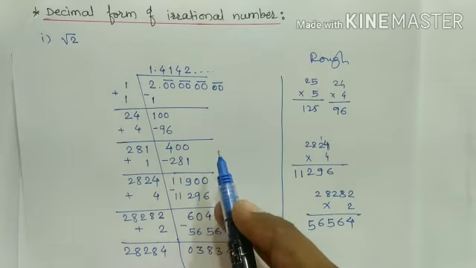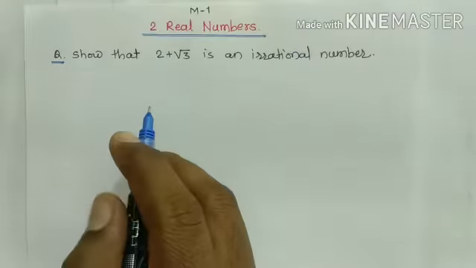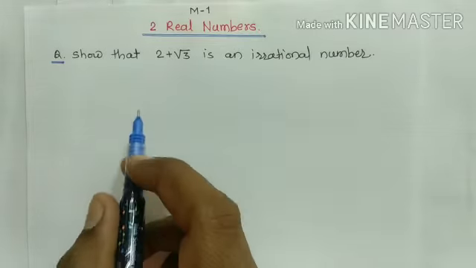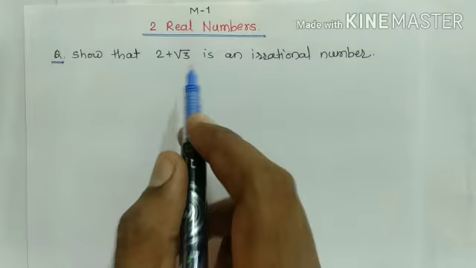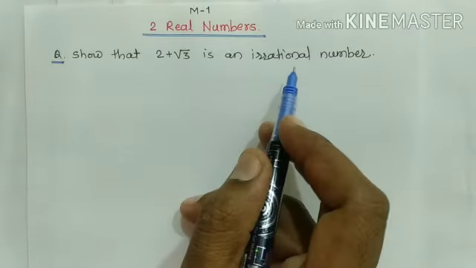Now we are going to study the properties of irrational numbers. Before that, first we show that 2 plus root 3 is an irrational number.